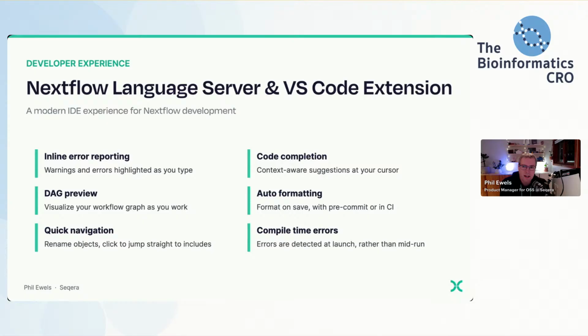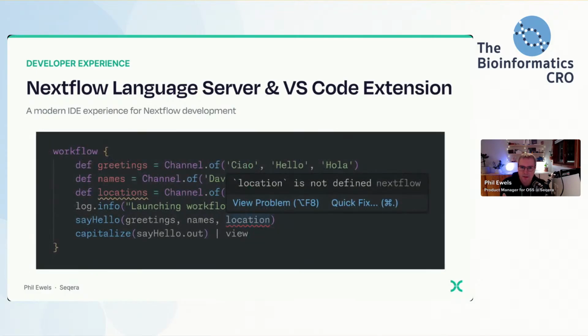The simplest thing is error reporting, just being able to see in real time as you write your code that something's wrong, rather than having to hit save, run the pipeline, and then try and figure out where the bug is when you've been writing code for half an hour. There's things like quick navigation and auto formatting of your code, so you don't have to argue about white space and things like this. But a picture's worth 1,000 words. So let's have a quick couple of examples of what I mean.